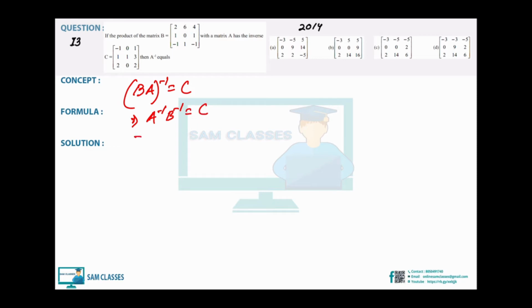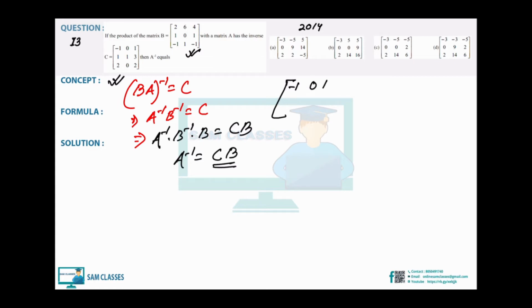Now what I'm going to do is first make it simple. I won't get into what multiplication is and all. So I'll multiply with B on both sides, and I'll get CB. So A inverse is nothing but the product of C and B. You already have matrix C, you already have matrix B, multiply them. You don't need to multiply each and every term, just multiply a few terms so that you can eliminate the other options.